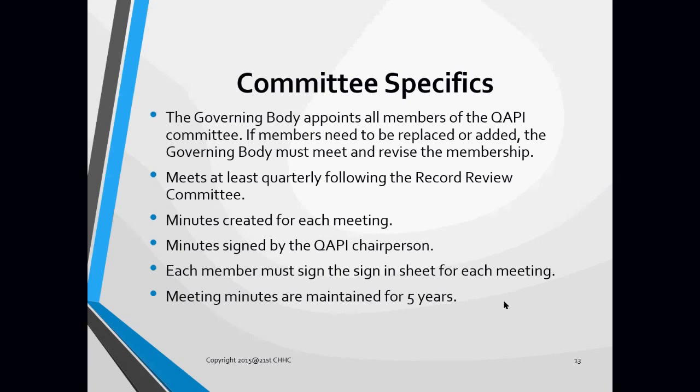The other thing is every time the committee meets, every member of the committee should be signing the sign-in sheet. If they're absent, the chairperson should note that they're absent. And if for some reason the committee member attends by phone, then the chairperson should note on the sign-in sheet that they've attended by phone, which is acceptable for the QAPI. There's really not a way for them to attend by phone for the Record Review Committee, but they could for the QAPI. And the accrediting body and Medicare require that these meeting minutes are retained for 5 years.